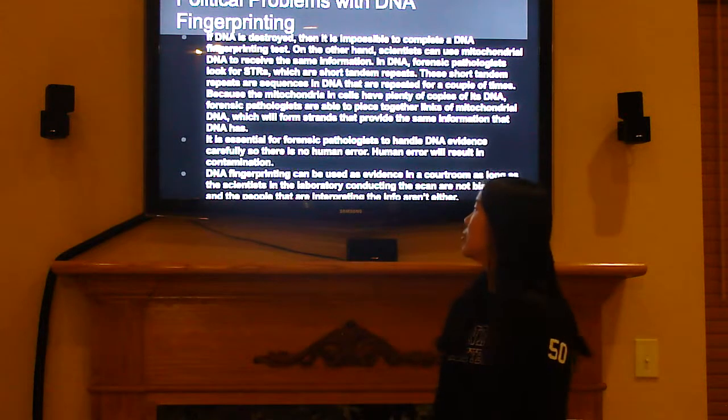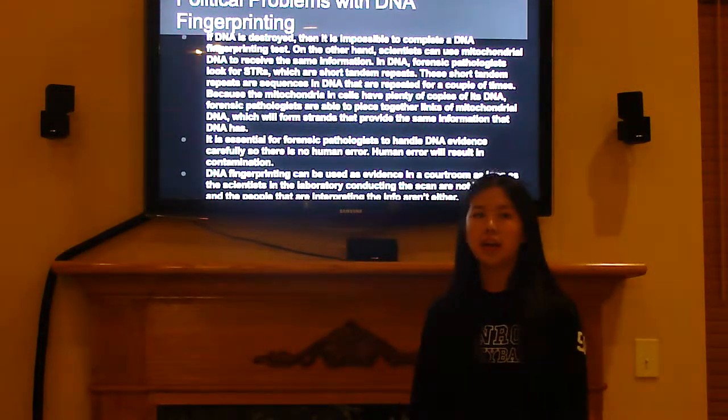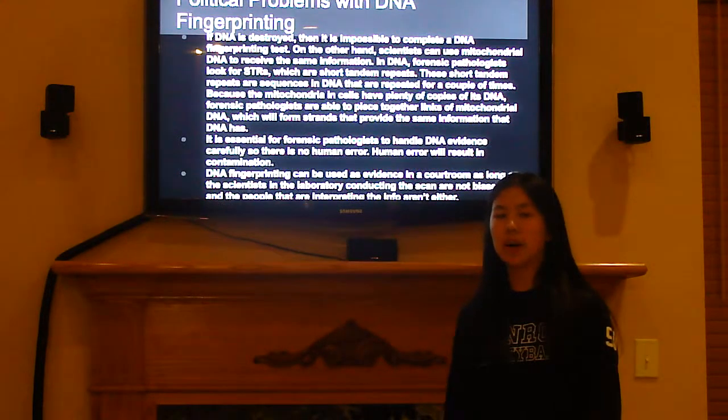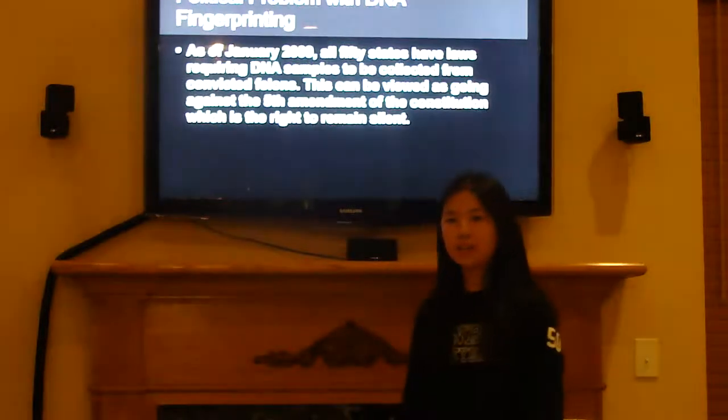DNA fingerprinting can be used as evidence in a courtroom as long as the people who are interpreting the information and the lab technicians are not biased. Now I will hand it off to Namin.